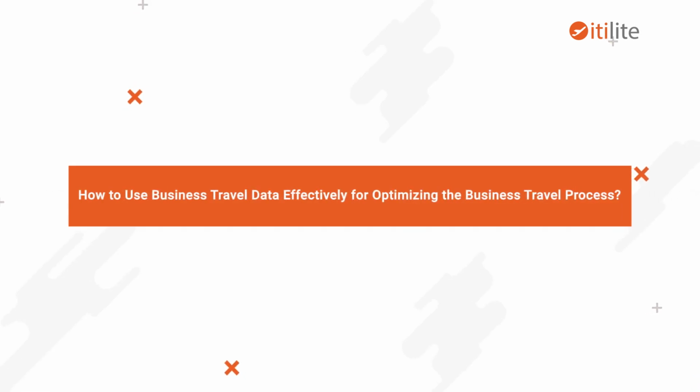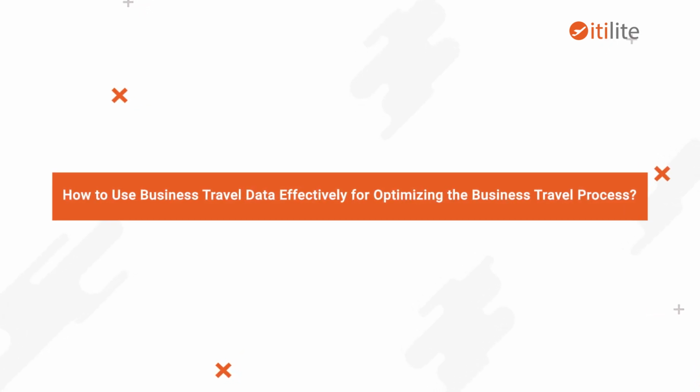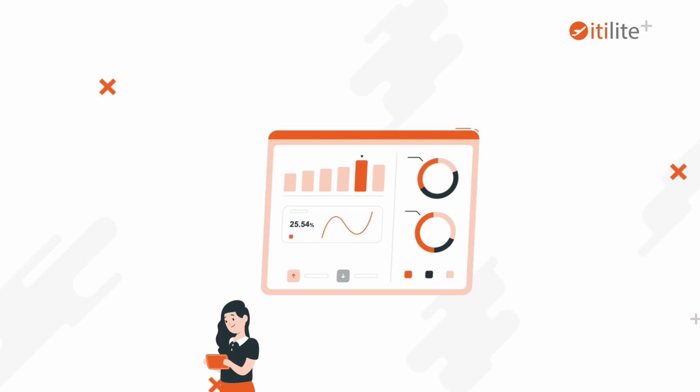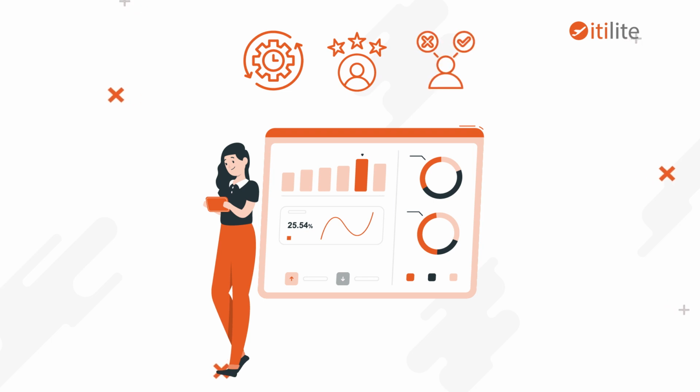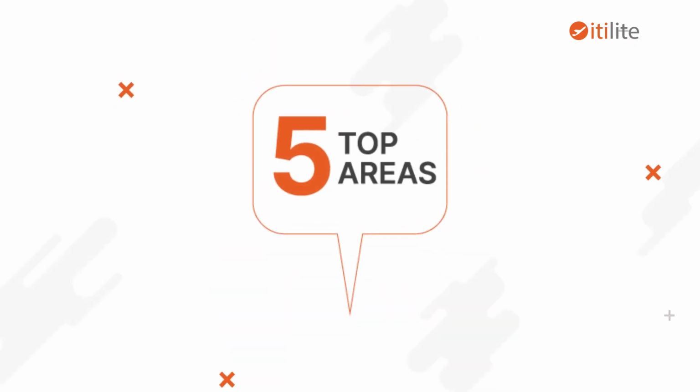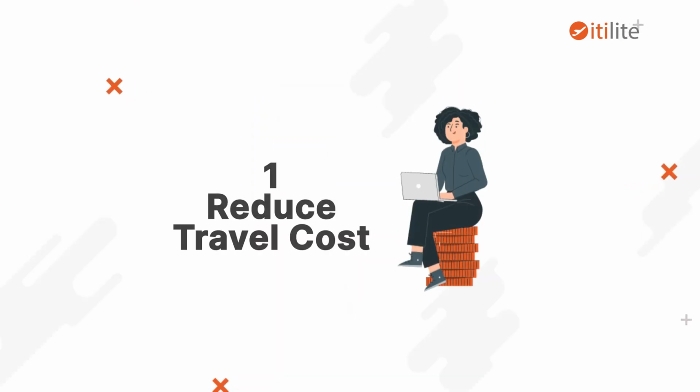How to use business travel data effectively for optimizing the business travel process. Businesses can use travel data to get valuable insights to improve efficiency, customer experience, and decision-making. The 5 top areas in which business travel data can help an organization improve are: reduce travel cost.